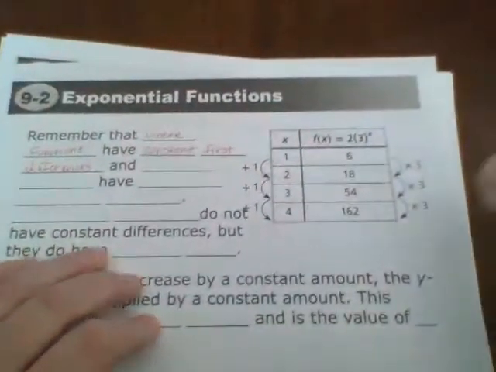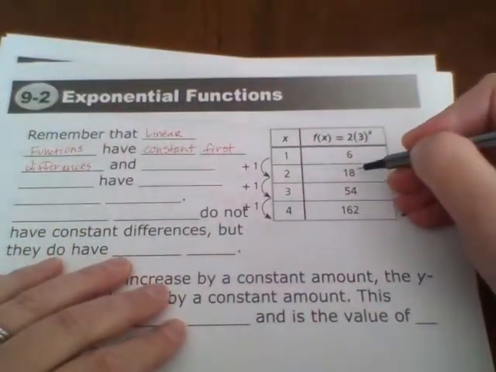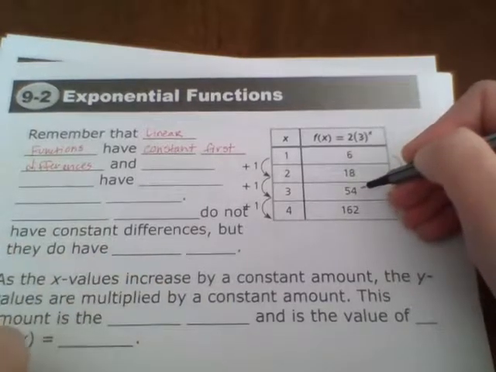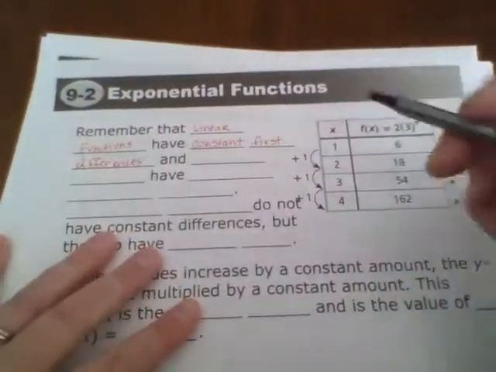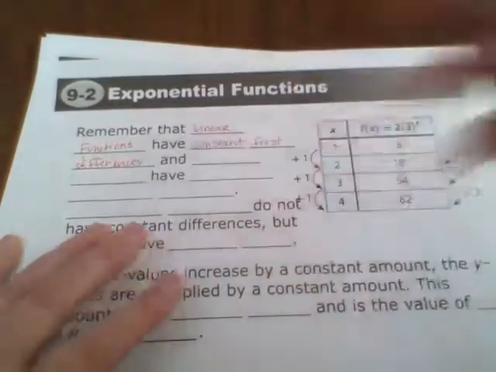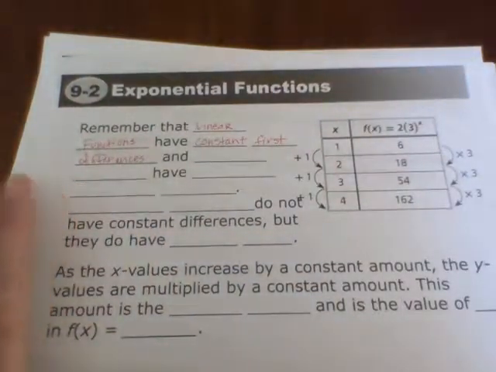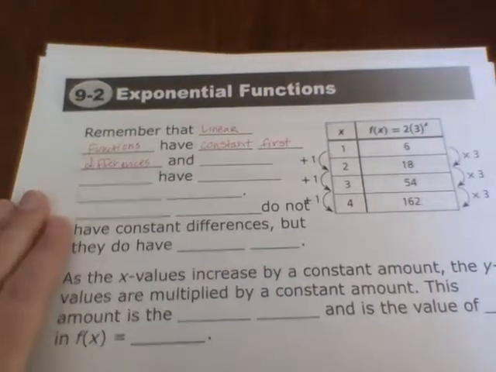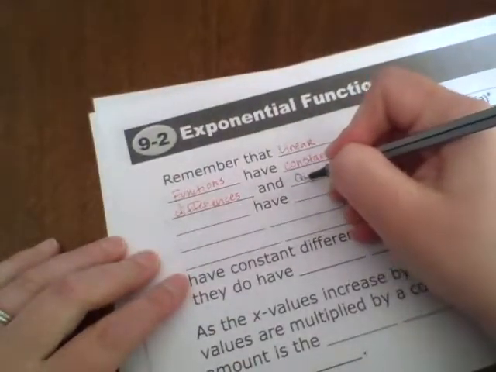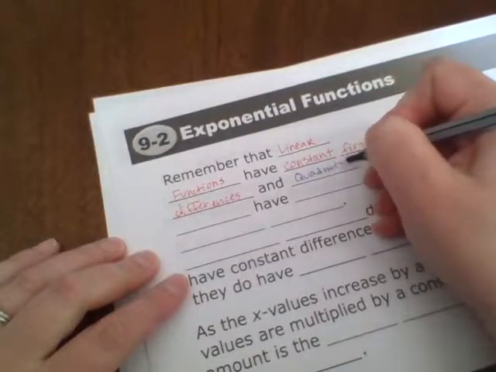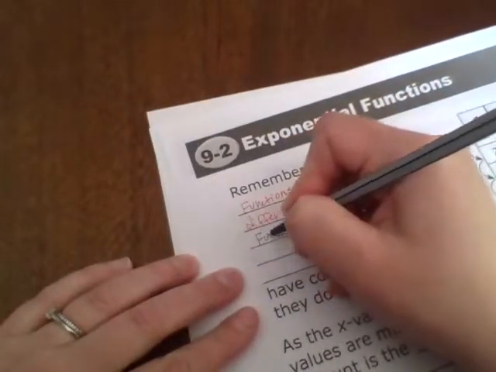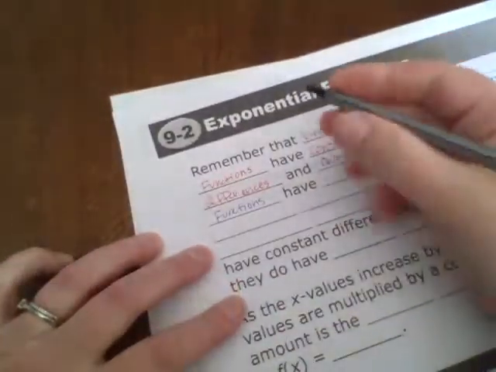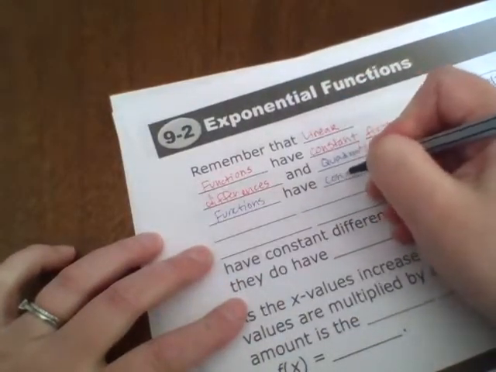All right, so what happens is if I took 18 minus 6 and 54 minus 18 and 162 minus 54, I would get that first difference, meaning subtraction. Then after doing our linear functions and constant first differences, we talked about quadratic functions. And so quadratic functions have constant second differences.